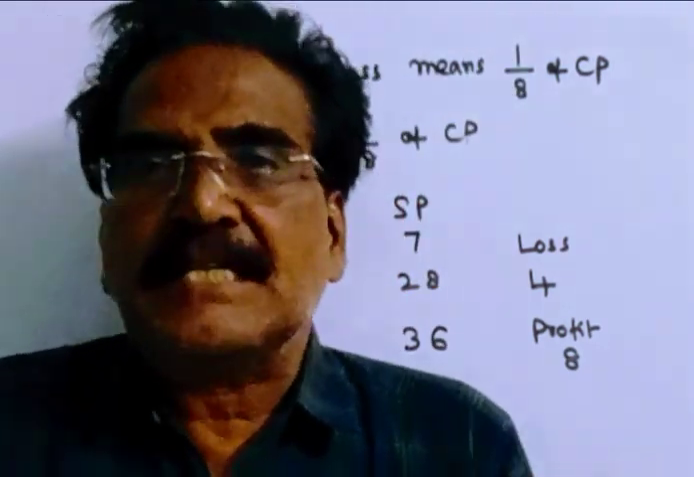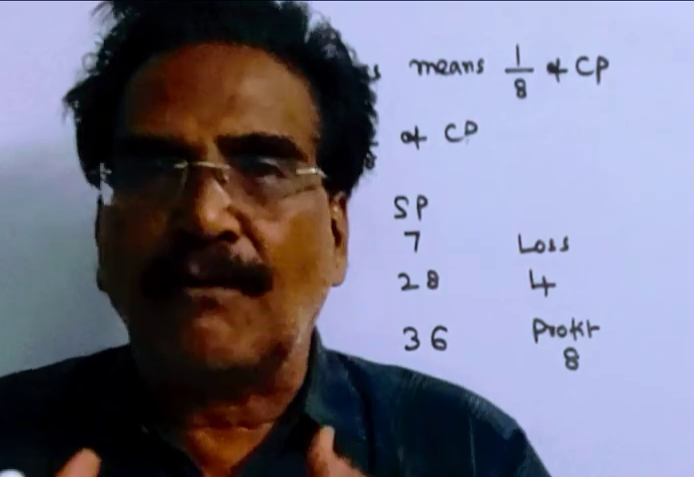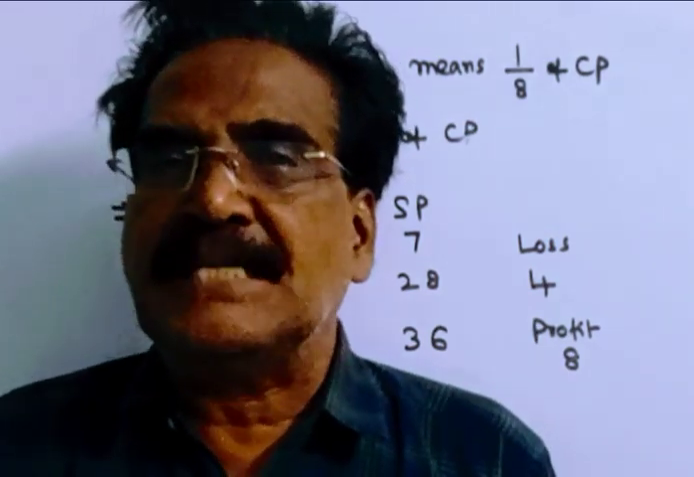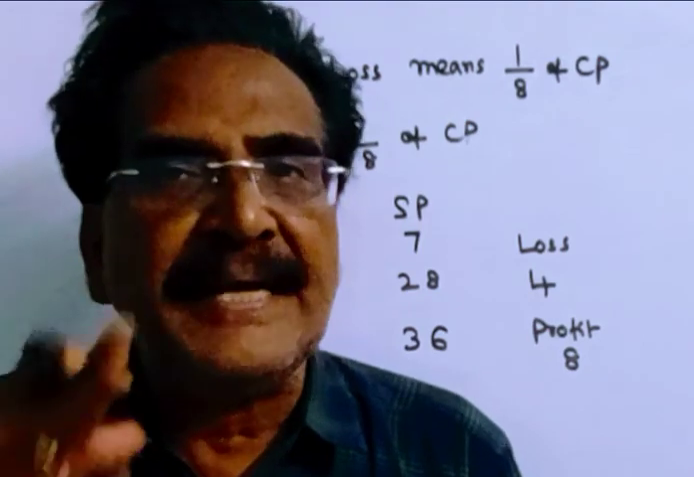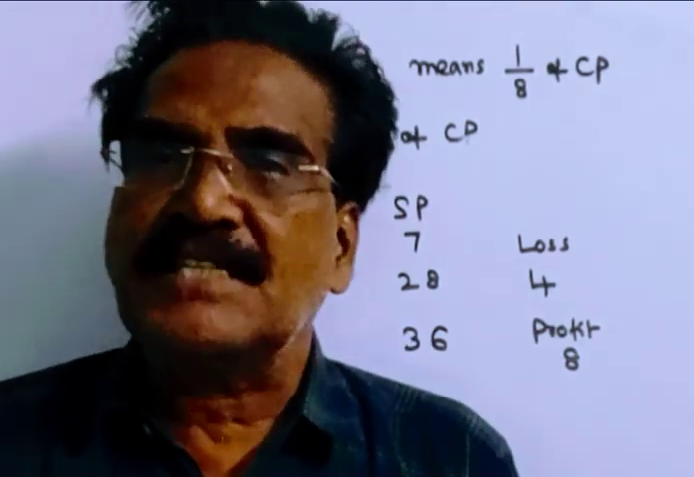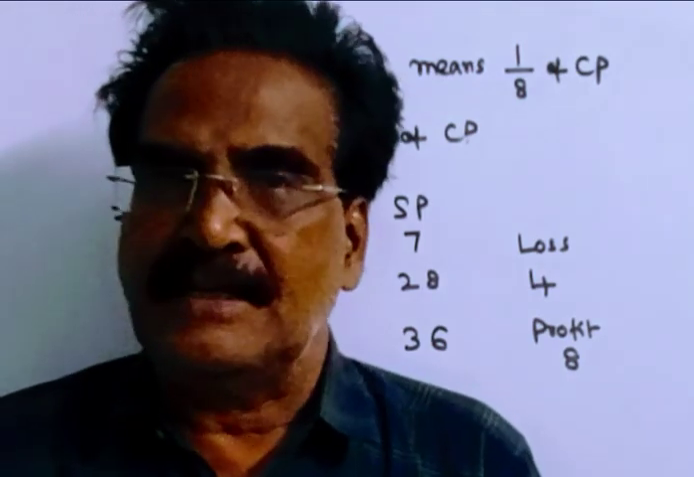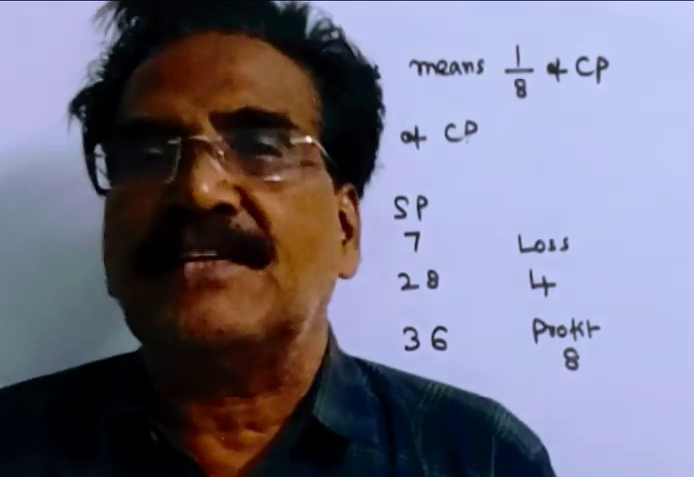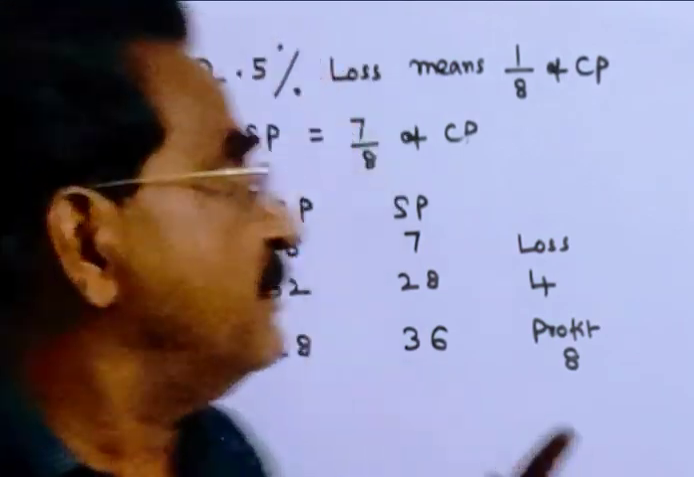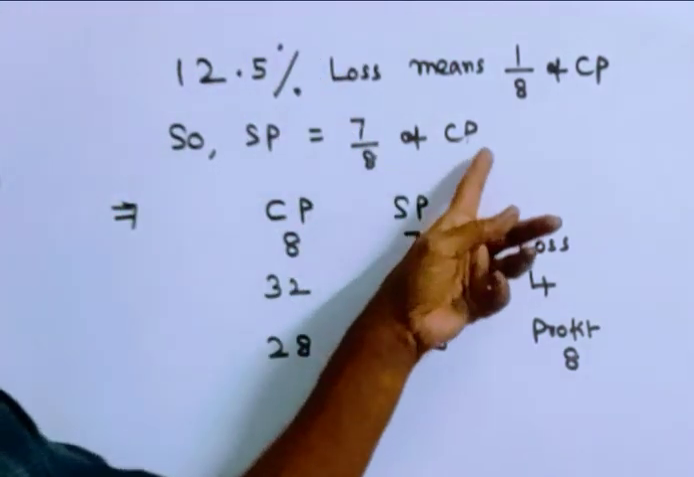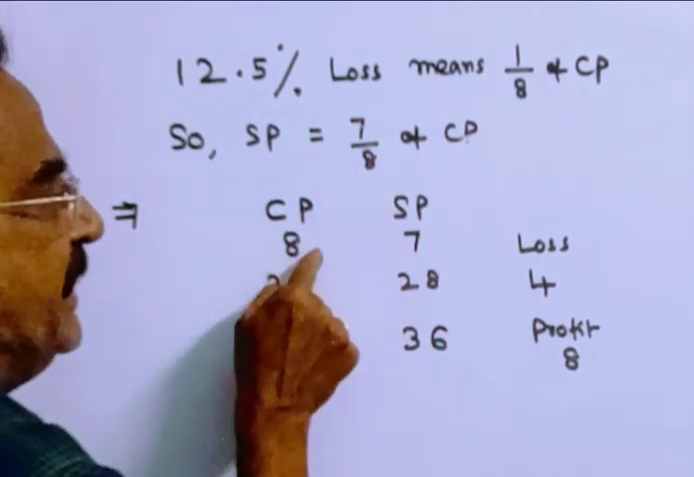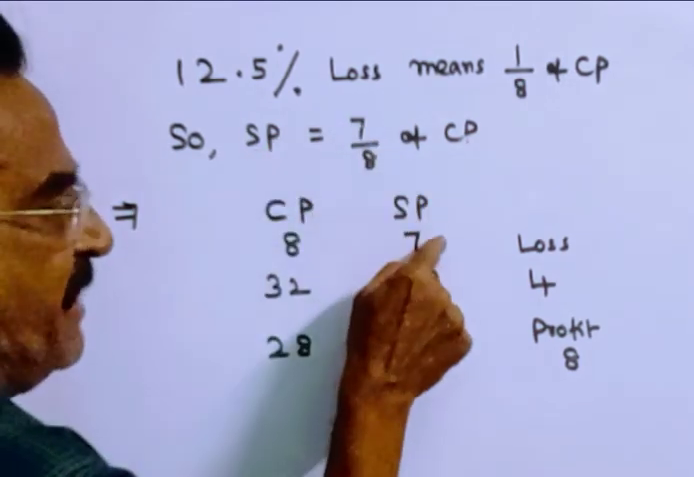See friends, a dishonest merchant sells his goods at 12.5% loss. Friends, 12.5% loss means the loss is 1 by 8 of the cost price. 12.5% means 1 by 8. Loss is 1 by 8 of the cost price. If the loss is 1 by 8 of the cost price, then the selling price is 1 minus 1 by 8, 7 by 8 of the cost price. It implies if cost price is 8, the selling price is 7.